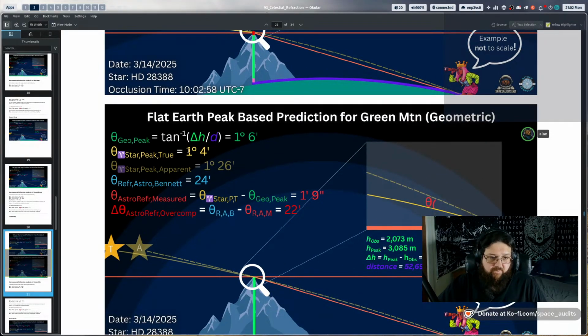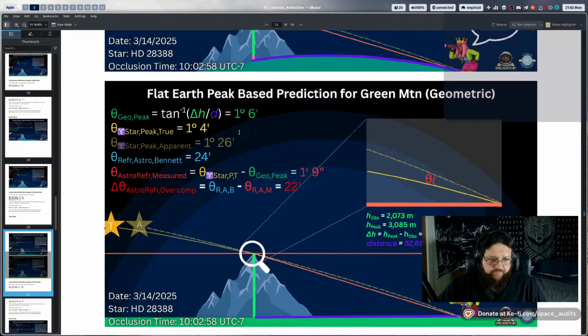The actual position with respect to the peak was 1 degree, 4 arc minutes. And our prediction was 1 degree, 6. This is a separation of 1 degree and 9 arc minutes. I should have just put 2 there. I should have just rounded that to, or no, it's 1.9. Anyway, definitely not 2. So one separation there, and then we have an overcompensation of 22 arc minutes because the refraction amount was 24 prescribed by G.G. Bennett here at a distance of 52,000 meters away.